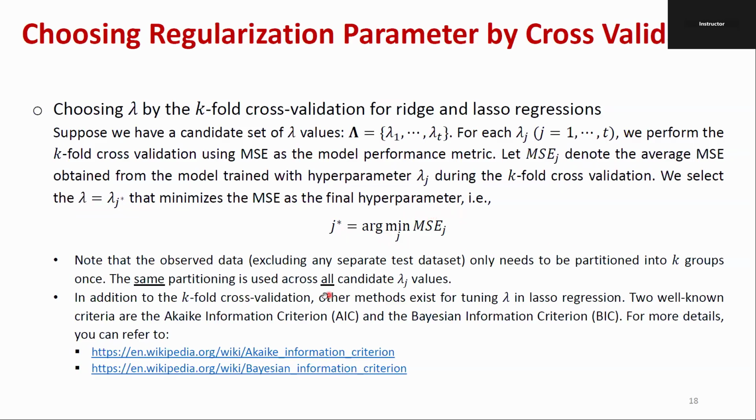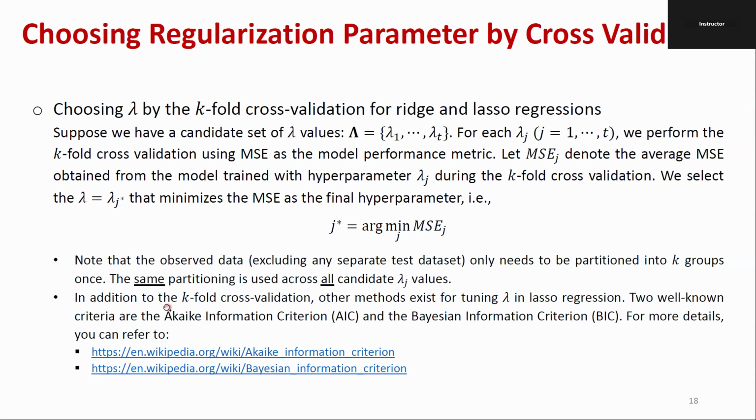So that is how we do it. Again, don't worry, we'll see an example here. And the one thing I do want to mention, which is important, is that the same partitioning is used across all candidate lambda j values. You don't have to have a different partition for each different lambda. No, we do want to have the same partitions. Why? Because we want the comparison to be fair.